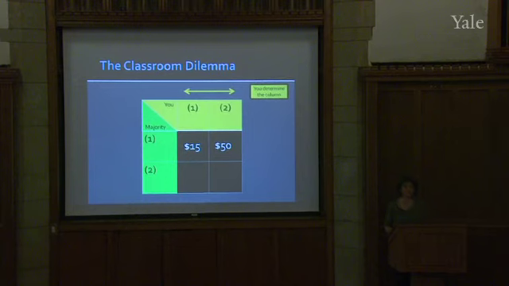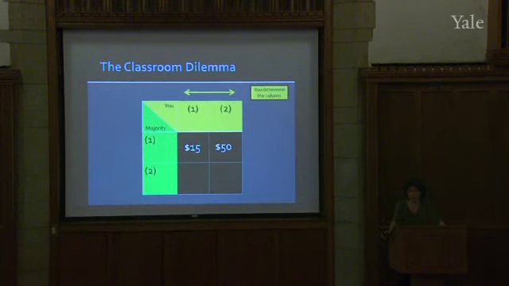If you choose one, and the majority of the class chooses two, I wanted to put in a penalty here, but I couldn't ask you for money, so you'll just get nothing. And if you choose two and the majority of the class chooses two, you will get $5.